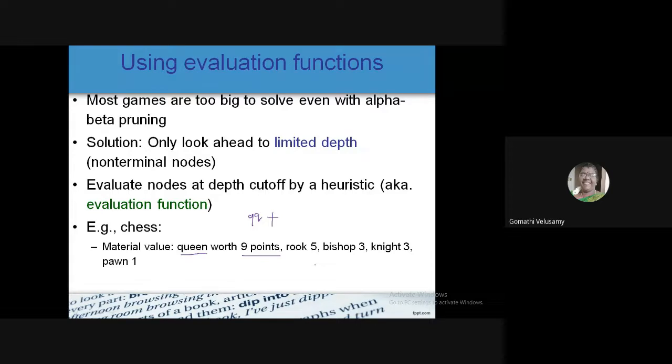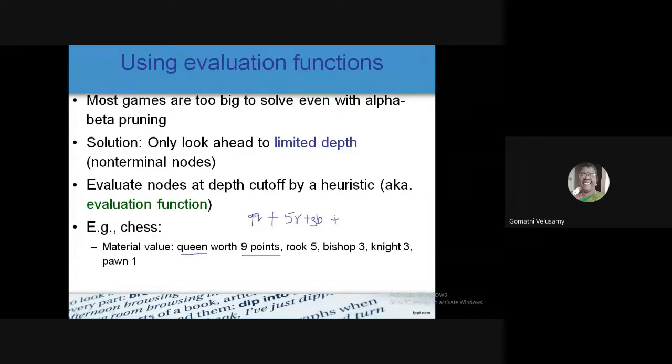plus the number of rooks he has, multiplied by the value 5. So the number of rooks is r, multiplied by the point value 5, plus the number of bishops. Maximum 2 bishops are allowed, and one may already be lost by the player, let us assume. So it will be a 3-point valuation, 3 into the number of bishops. It may be 3 into 0, 3 into 1, or 3 into 2 if both the bishops are active on the board.